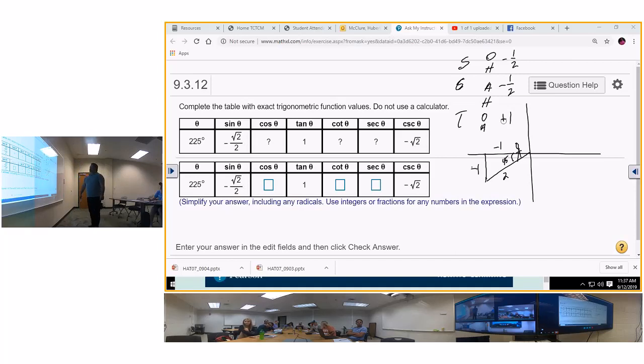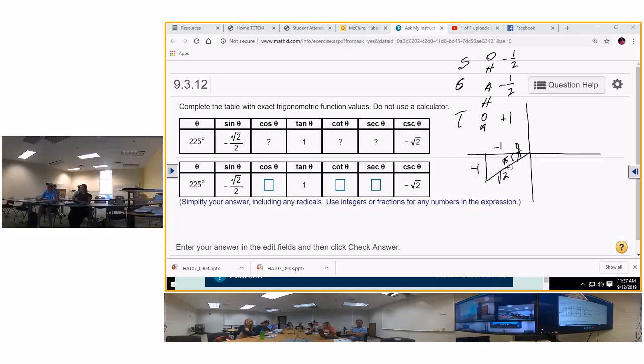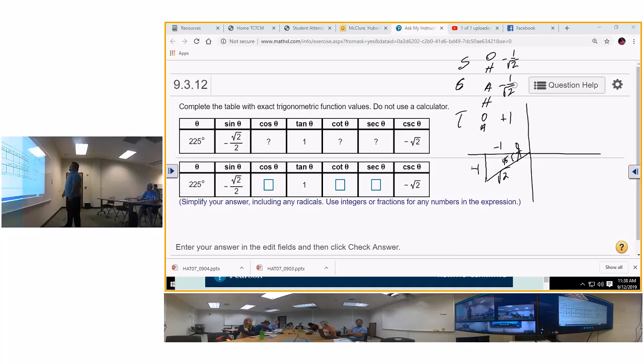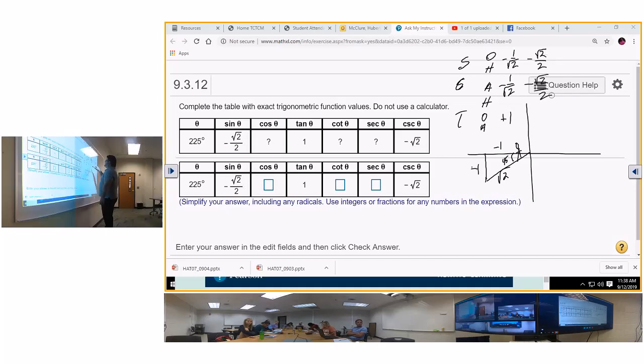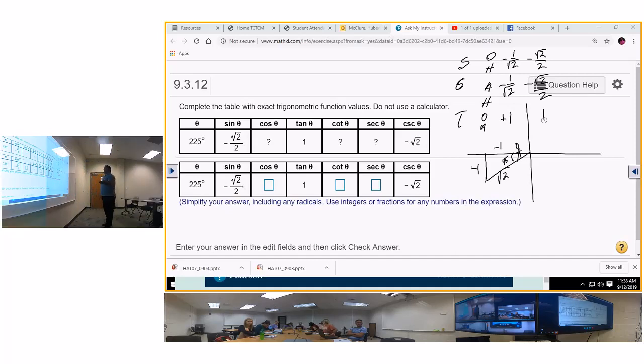So let's look over here. Oh, I'm sorry. Square root of 2. Okay, I was confused. There we go. That's fine. So this is going to be negative square root of 2 over 2. This is going to be negative square root of 2 over 2. This is going to be 1. And, of course, the reciprocal of 1 is 1. The secant.